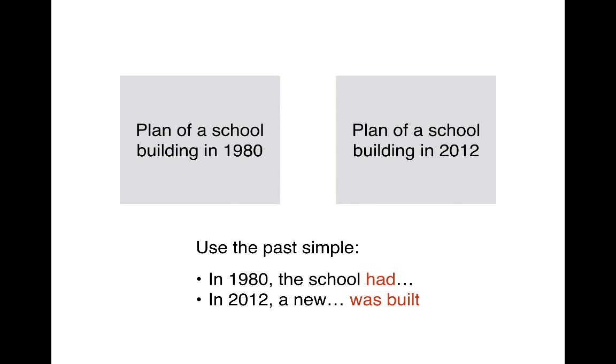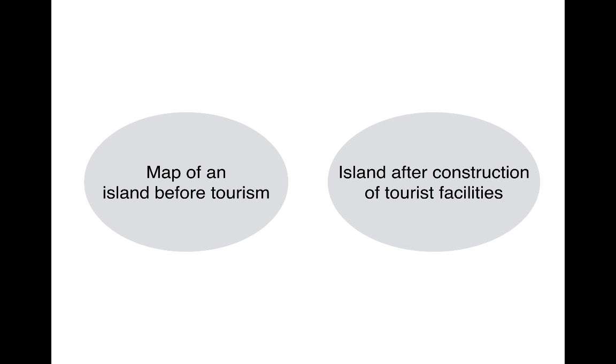If we look at the map showing before and after, it's similar, but we might have a difference in the verb tenses. We go back to this island question. When we're looking first at the map of the island before tourism, that's easy. It's past simple again because this was in the past what the island used to look like. For example, there were no buildings on the island, past simple.